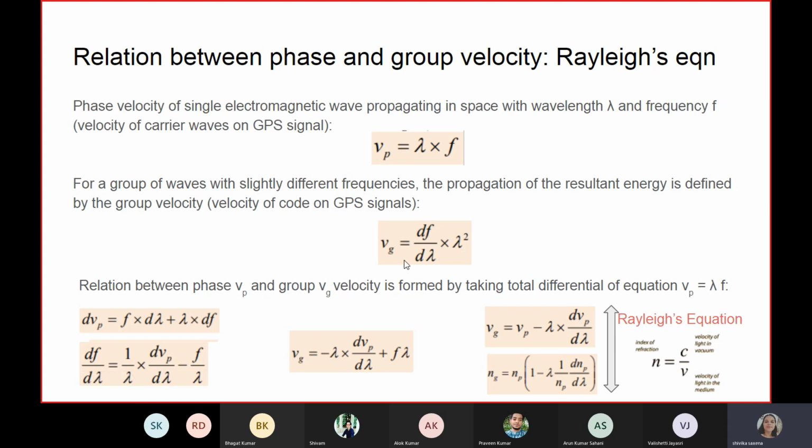So Vg is given by df by d lambda. You can substitute this from the total differential equation. Here you will arrive at a new form for the group velocity. Now you can substitute for lambda, and you can substitute the phase velocity.